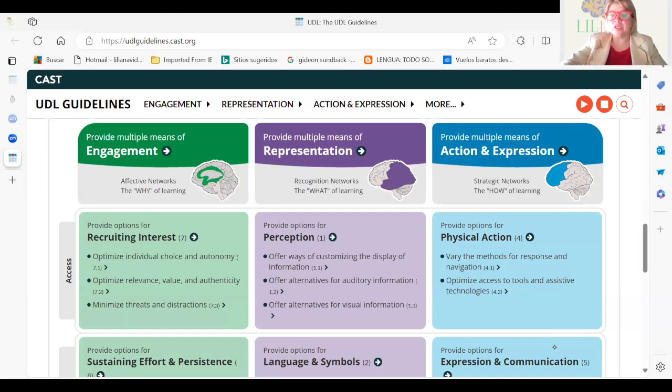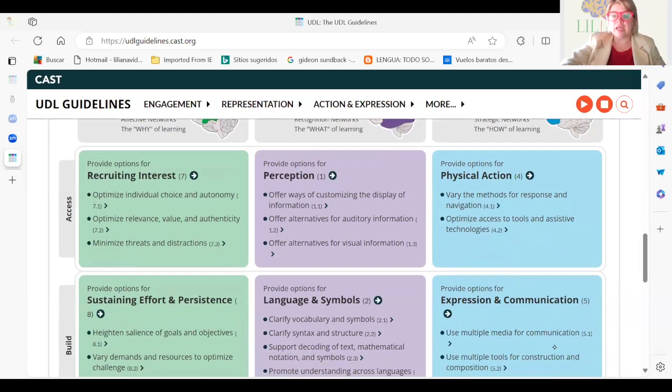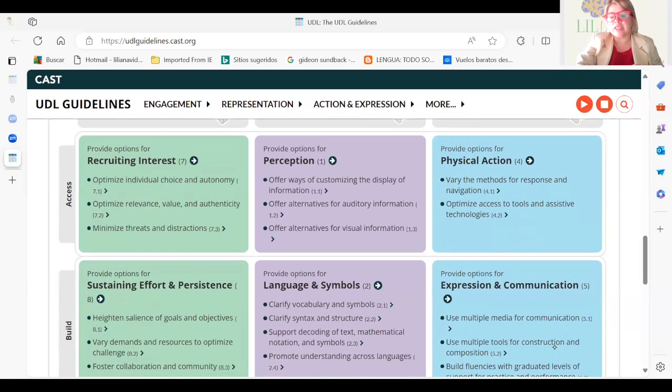So I go to the guidelines here, and can you see the guidelines now? Yeah. You can see, for example, perception. The UDL says provide options for perception. So you can go here, and one of the things that the UDL says is, for example, if you have visual impairment, offer alternatives for auditory information, offer alternatives for visual information. So these are the suggestions. Maybe what you can do, when you are providing a topic, is provide it in different ways, so you can reach all the students.